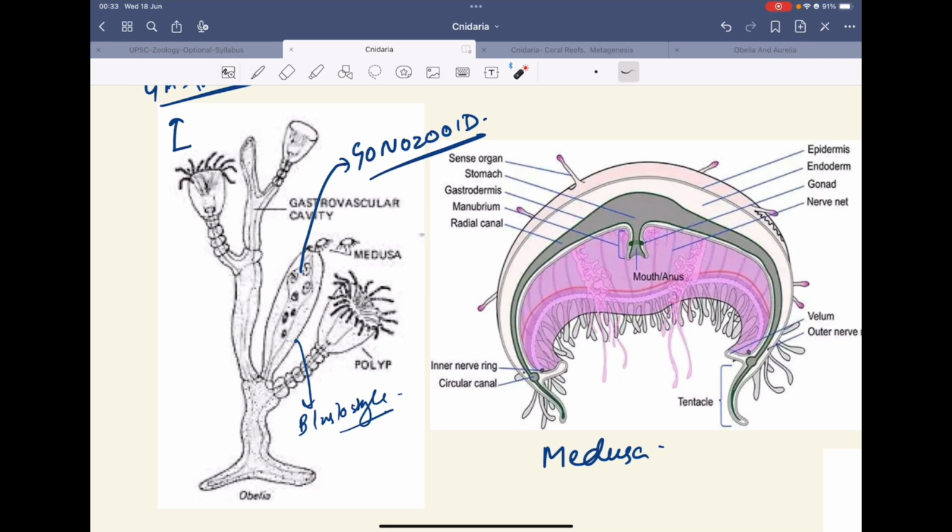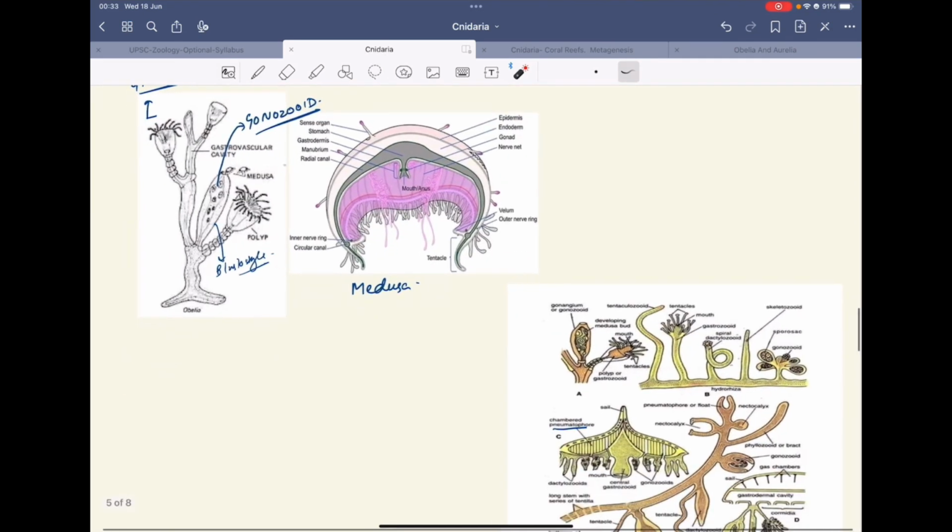Then you can see Medusa. Medusa is umbrella shaped and it consists of gonads. It is the sexually reproducing form. You can see there is presence of manubrium. Manubrium, from where the food enters. It is the pharynx-like structure, mouth-like structure. There are gonads present. There is endoderm, epiderm, ectoderm, then mesoglea. So this is the structure of Medusa in general.